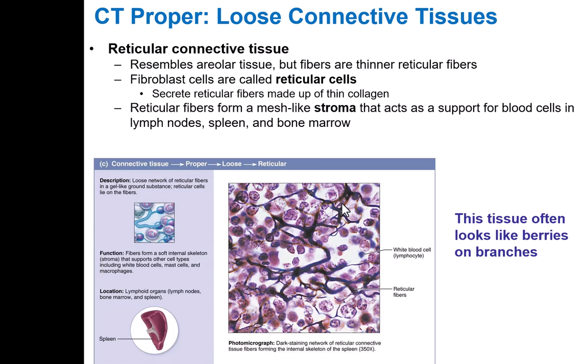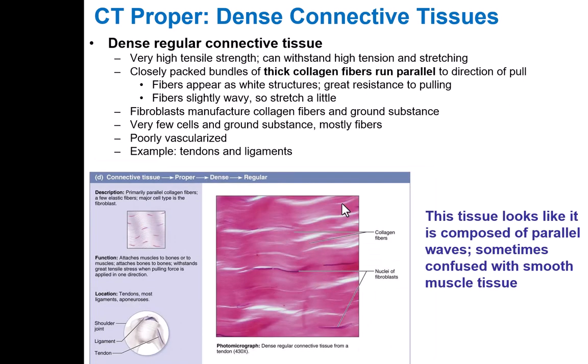All right, so those are the loose connective tissue proper. We have 3 other types of connective tissue proper, and these are the dense connective tissues. The first of these is dense regular connective tissue. Very high tensile strength, meaning you can grab a piece of this tissue at both ends and start pulling in both directions, and it's going to hold its shape.